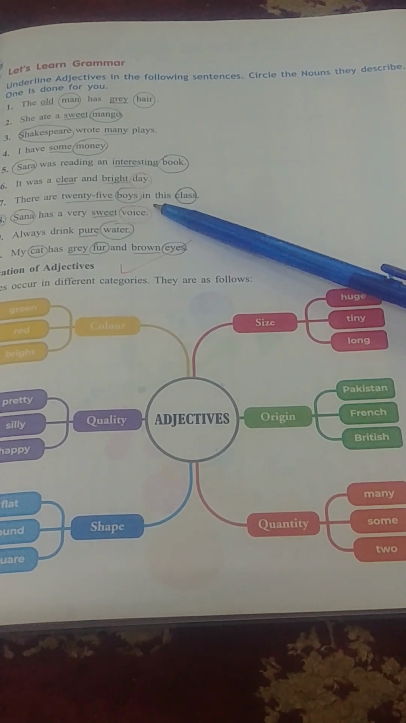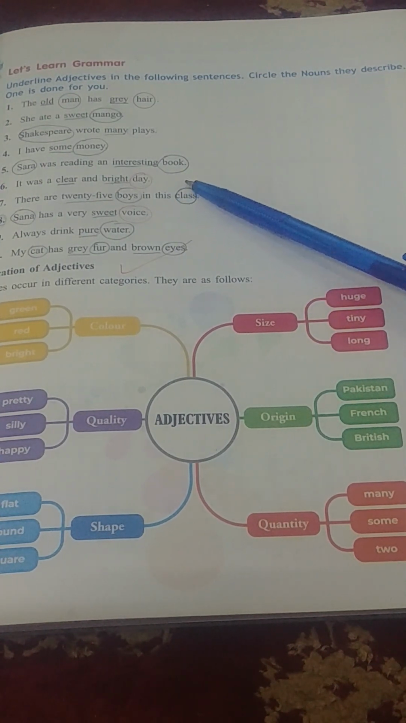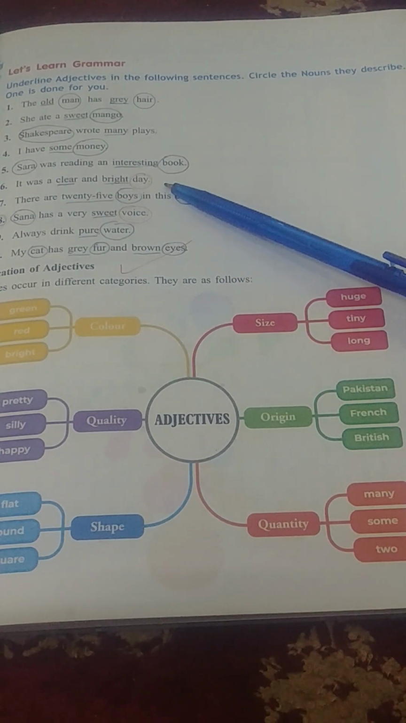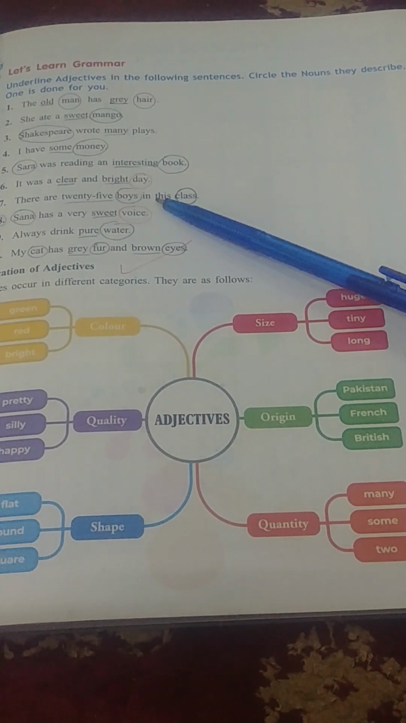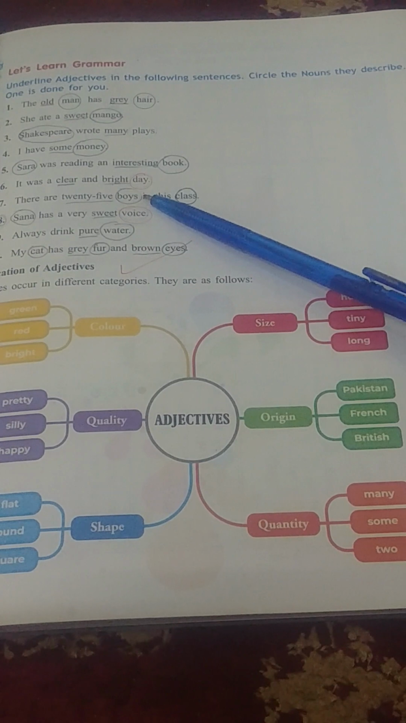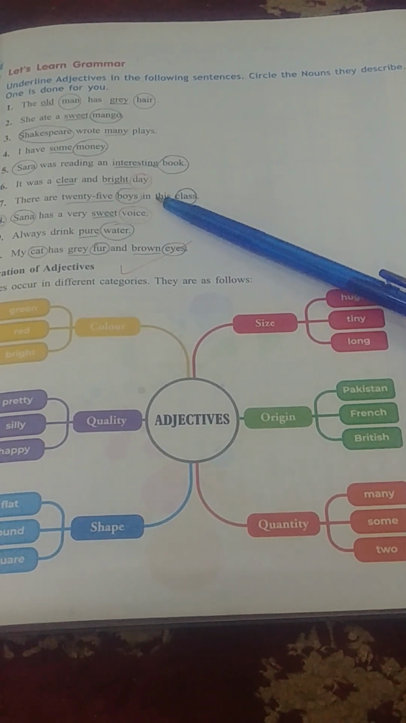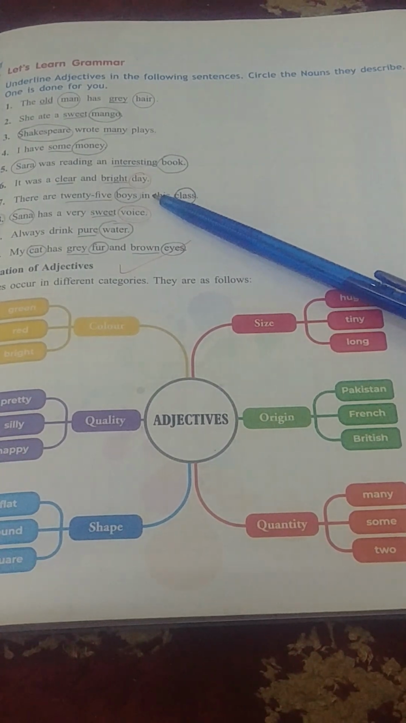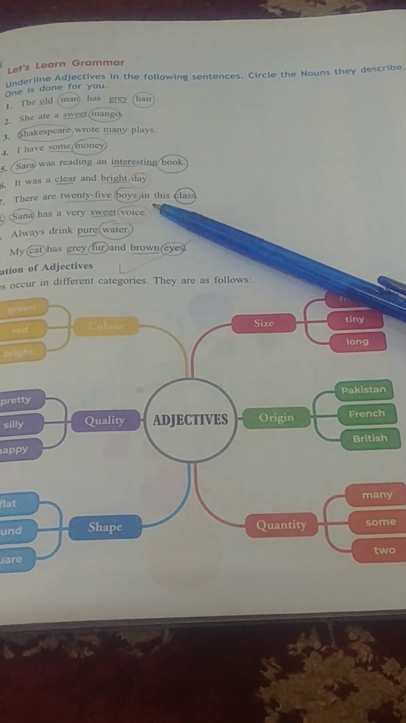Number 5, Sarah was reading an interesting book. In this sentence, we will circle Sarah and book because these are the nouns, and interesting is the adjective. That is why I have underlined it. Number 6, it was a clear and bright day. We will underline clear and bright because these are the adjectives, and we will circle day. Day is a noun.